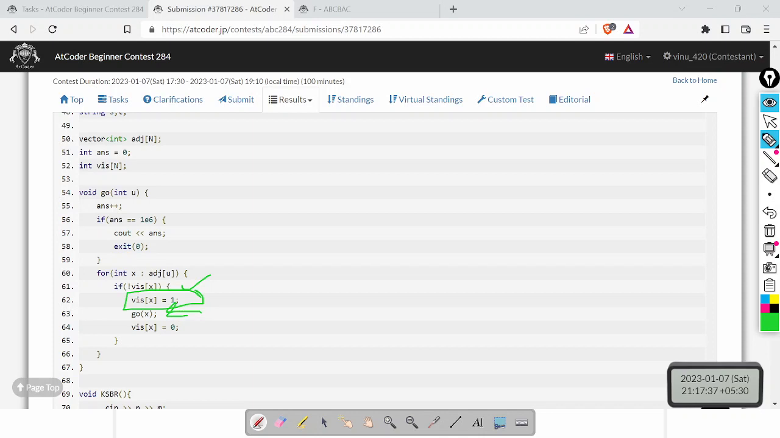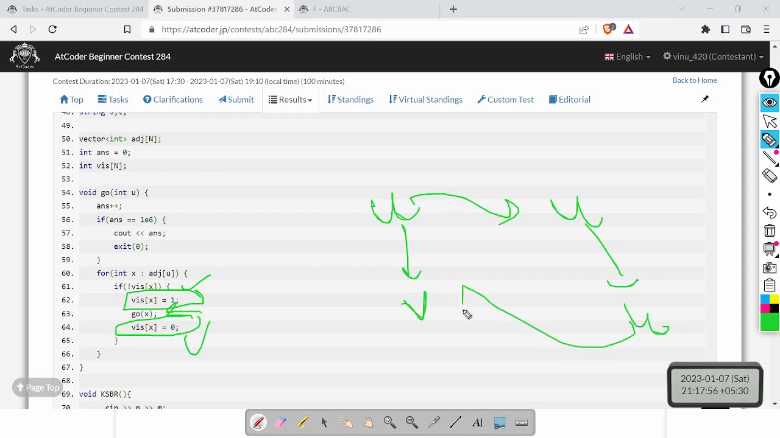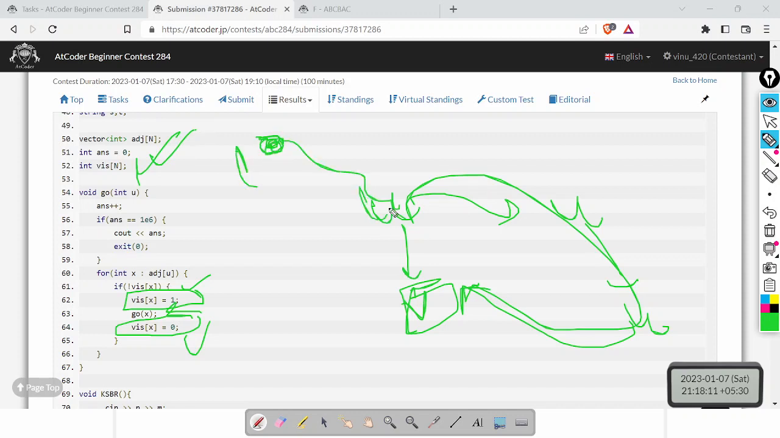This will go there and try to find all the paths from there. And after we have explored this, from u we have gone to v. After we have explored, we will mark visited v as 0, because we are trying to explore other paths. Let's say we explored there, then we can again come to v in this way. That's why we have to mark this v as visited 0, because this visited array will only store the things which are currently in the path from 1 to u. That's why when we come back from v, we have to set back the visited value to 0.